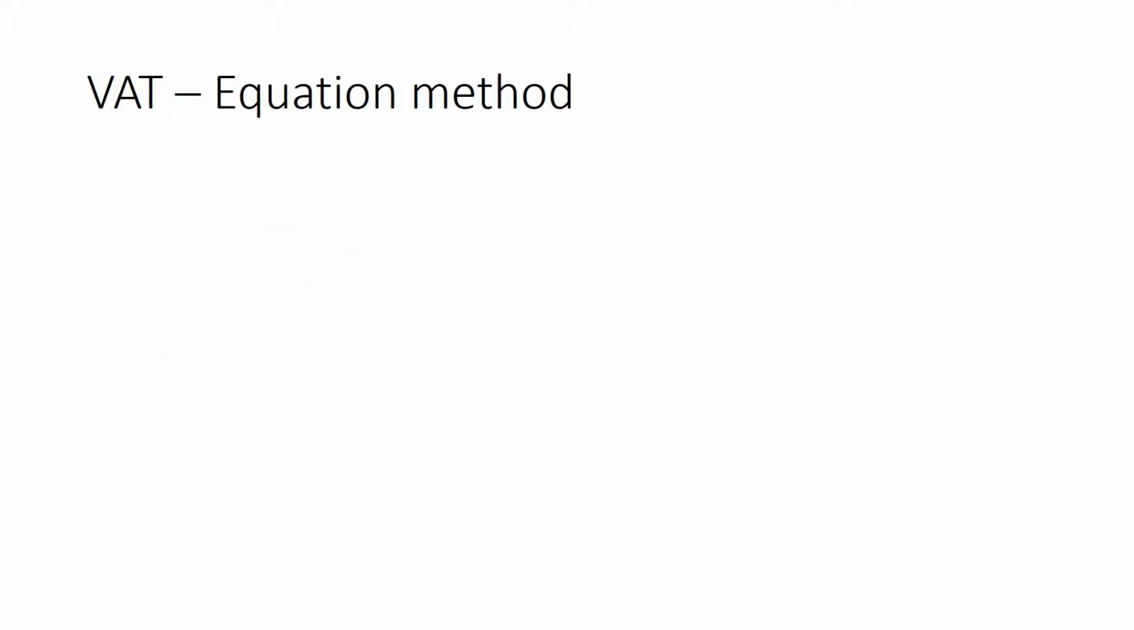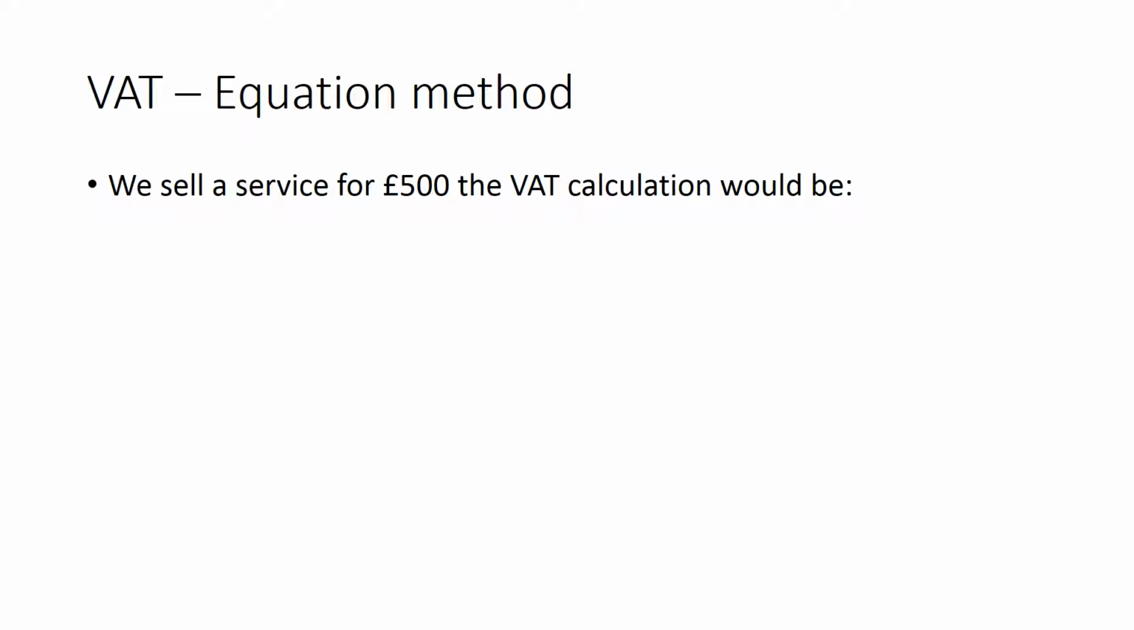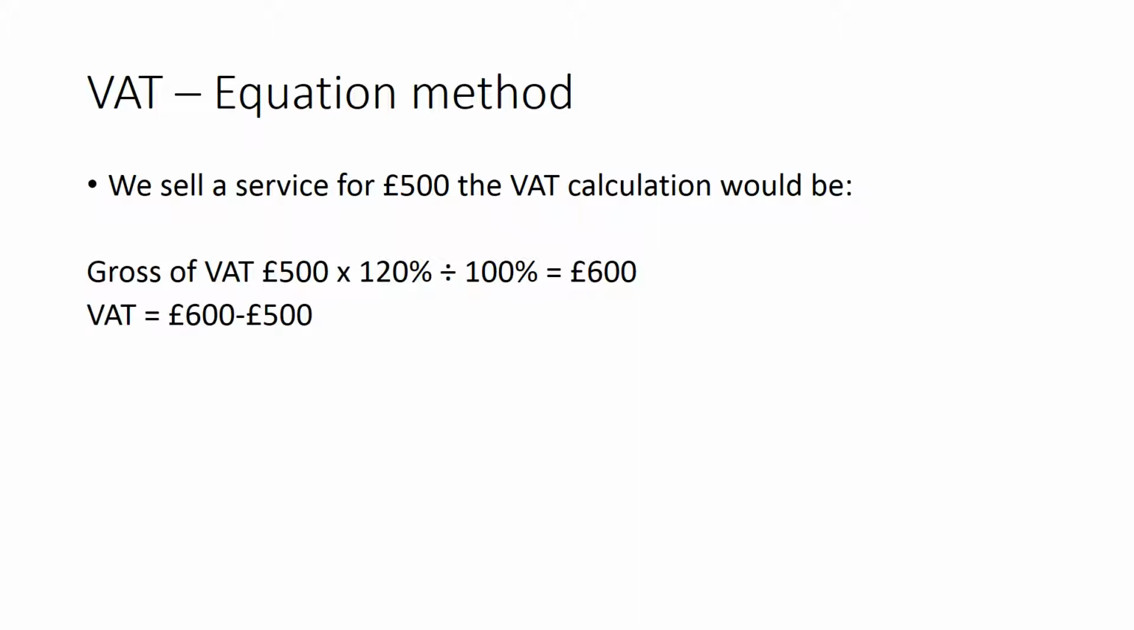So the VAT equation. Let's say we sell a service of £500. It's standard rated. The VAT calculation would be, to get to the gross figure, 500 times 120% divided by 100%, and that gets you £600. The VAT on that would be 600 minus the 500, so that's £100. And that would be it. So if you're getting it from that point of view, that's good. You stick with that method.